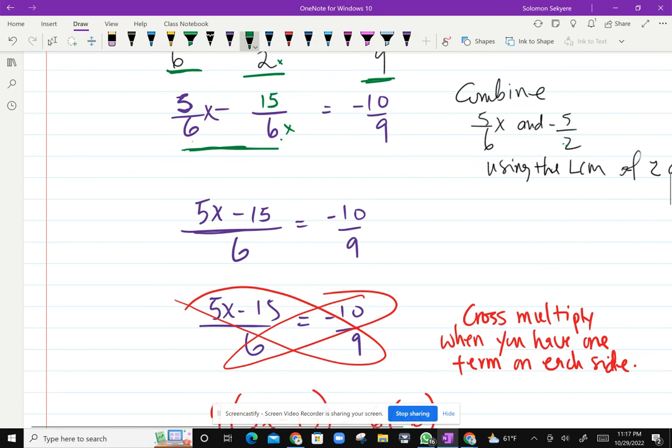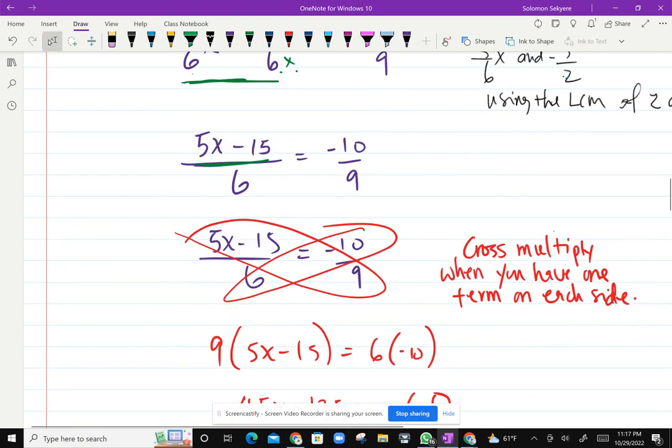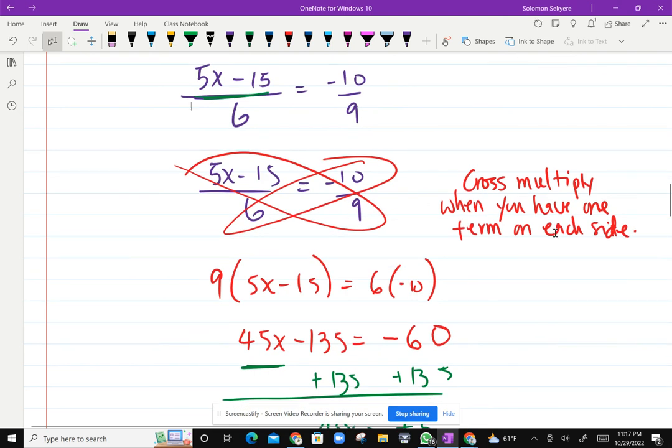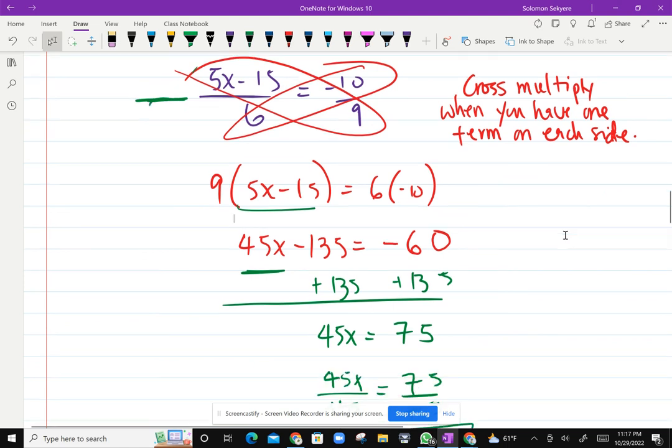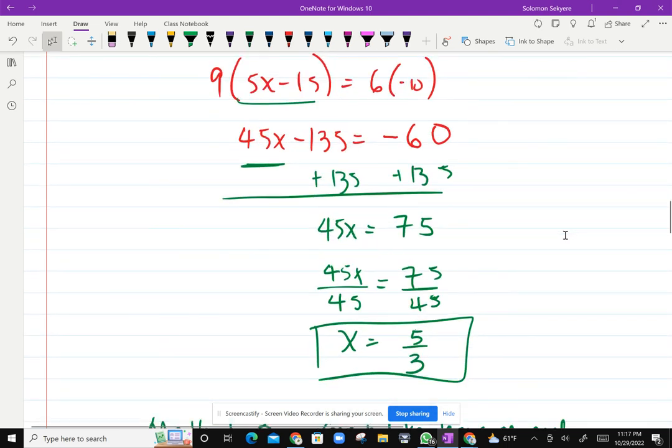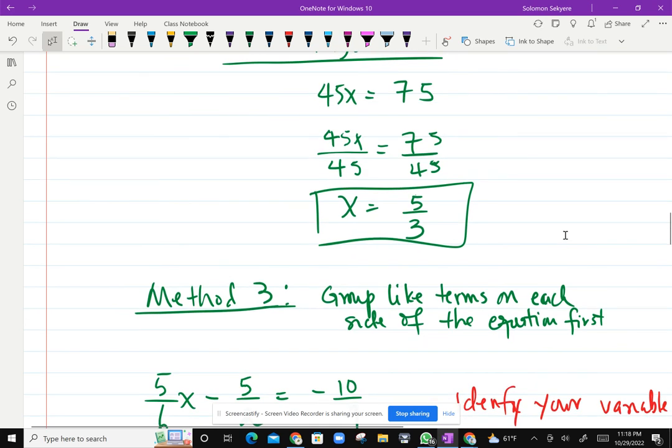Now that they have the same denominator, what do we do? We can subtract the numerators. 5x minus 15 all over 6 equals negative 10 over 9. At this point, what do we do? We cross multiply. We can just rewind the tape. We cross multiply right here. 9 times 5x equals 6 times negative 10. Now you see all the denominators will be gone. We are back to this form. X equals 5 over 3.